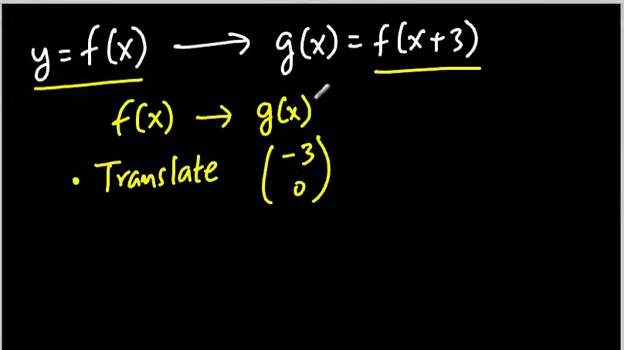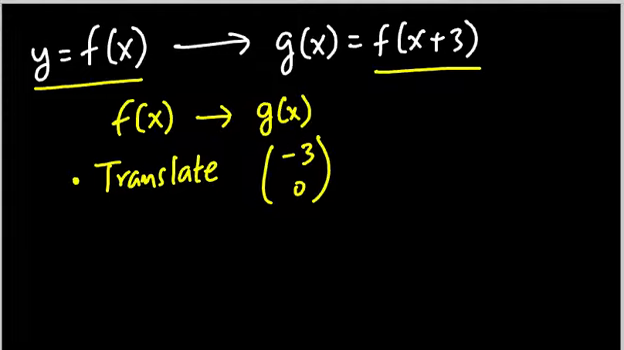All I want to get across with this video is that after I make a transformation, I can call that transformed function anything else. So in this case, I call it g. So I'm going from f to g, and how am I doing it? I'm moving 3 to the left.